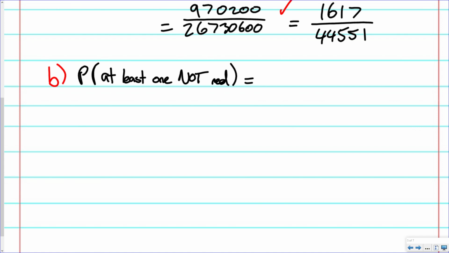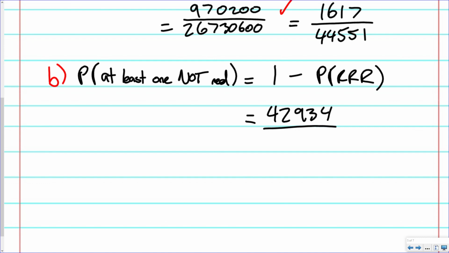Okay, so normally when we're finding at least one red, we try to think of, well, what's the probability of none of them being red? But because now we're doing at least one not red, the opposite is 3 reds. So this is just going to be 1 minus the probability of red, red, red. And guess what we just found in the previous question? So we just do 1 minus our previous answer, which is 42934 over 44551. And again, this is why simplifying in that previous question was pretty handy, because these are just nice small numbers. Alright, so there we go.